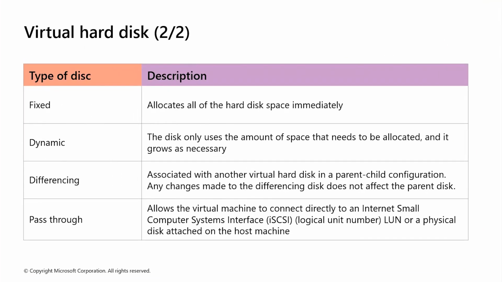There are several types of virtual hard disks. Fixed allocates all disk space immediately, best for performance and predictability. Dynamic grows as needed, saving space, but with a slight performance cost. Differencing tracks changes from a parent disk, useful for testing or templating. And last, pass-through connects directly to a physical disk or iSCSI.